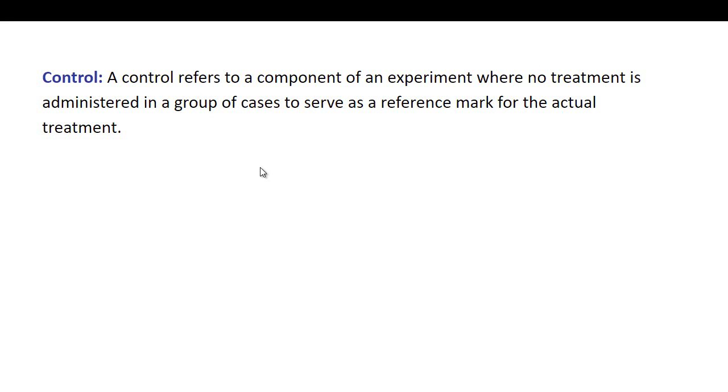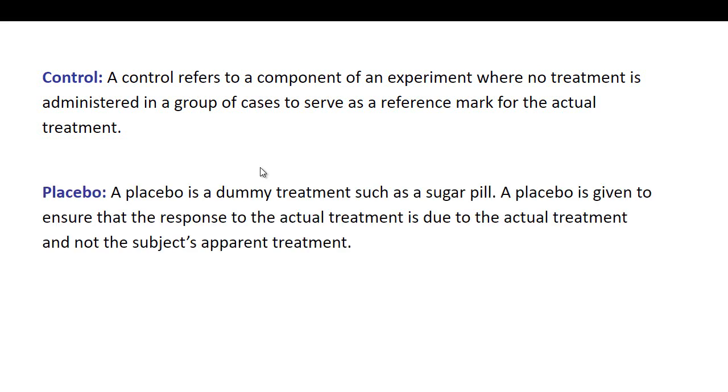Again, the word control. We talked about a control group. A control refers to a component of an experiment where no treatment is administered in a group of cases to serve as a reference mark for the actual treatment. A placebo is a dummy treatment, such as a sugar pill. A placebo is given to ensure that the response to the actual treatment is due to the actual treatment and not the subject's apparent treatment.